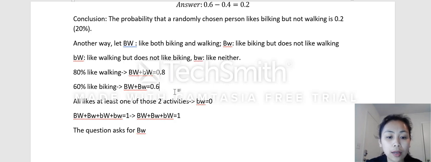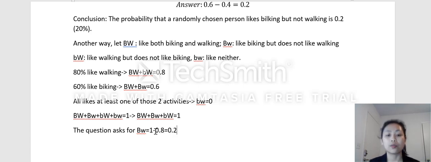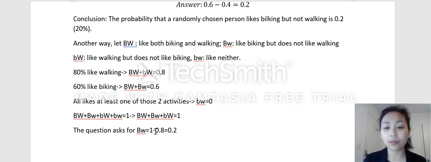So if I subtract the first equation from the third equation, I have capital B little w. So this is equal to 1 minus 0.8, and that is 0.2. You see that? That is 0.2. So now I have finished the first problem.